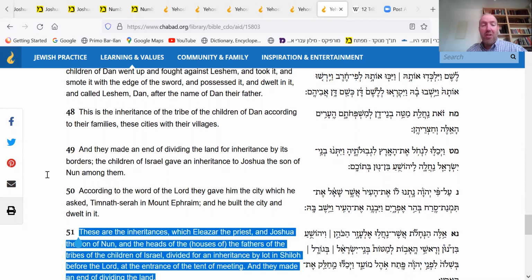and he is given, now note, he gets that land, but who gives it to him? The people, right? And they made an end of dividing the land for inheritance by its borders. The children of Israel gave an inheritance to Joshua, according to the word of the Lord. It's interesting that the people give to the leader. It's not that the leader takes for himself, but it's given by the people to the leader, I guess, in appreciation of all that he had done. This is also by lot. And what's also interesting is that he's last.